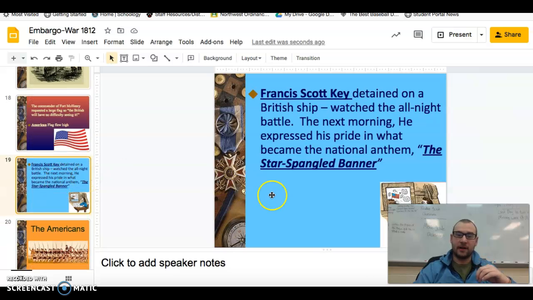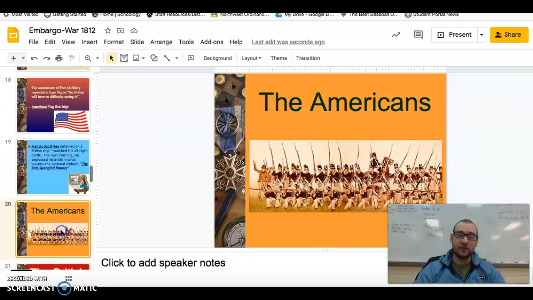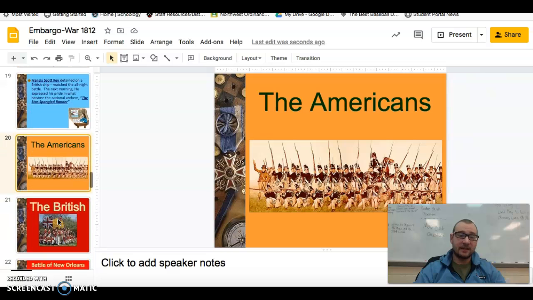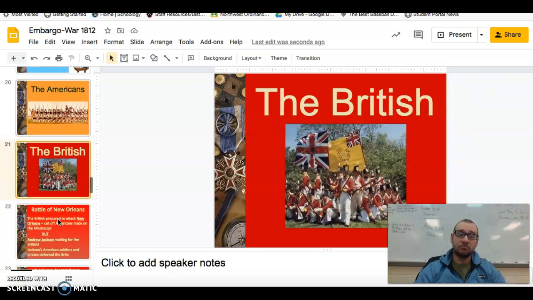He writes the Star Spangled Banner while he's watching the Battle of Fort McHenry. All right, so the bombs bursting in air, all that stuff, right? That's him basically jotting down what he's seeing with the battle that's taking place in front of him. So that's important. Let's write this down. This will be on our quiz. Francis Scott Key and the Star Spangled Banner is created.